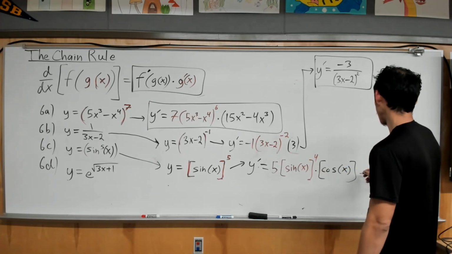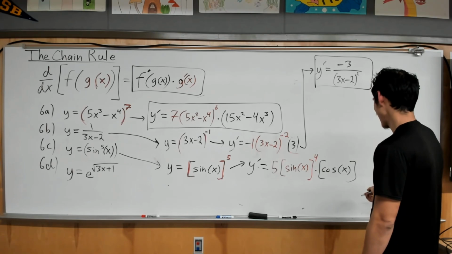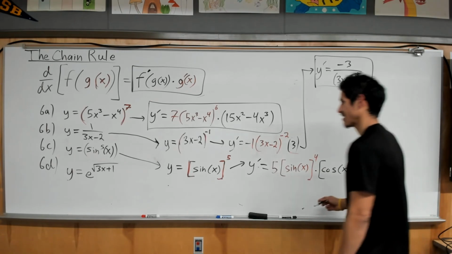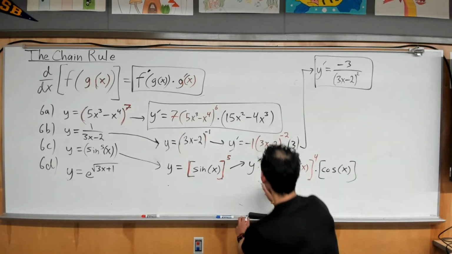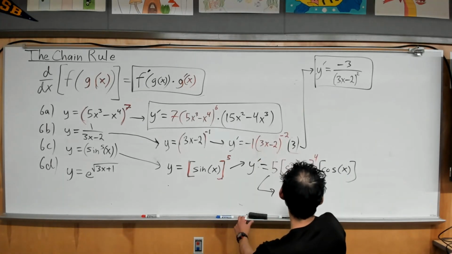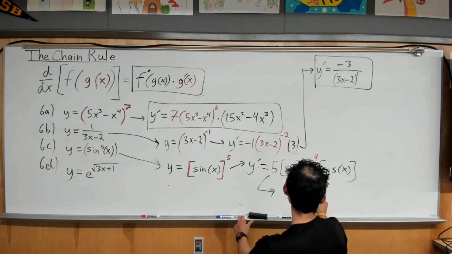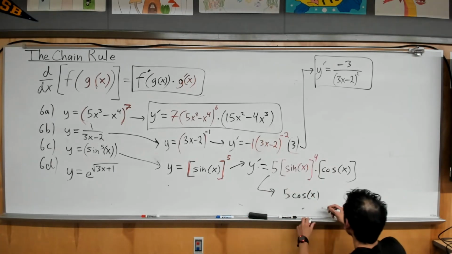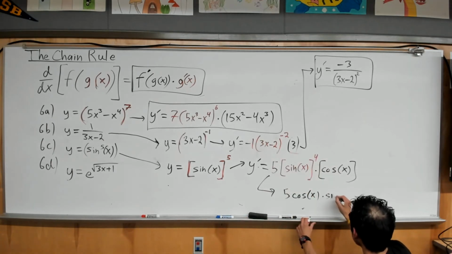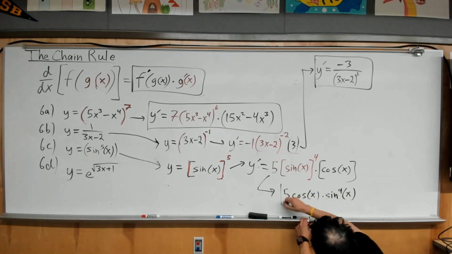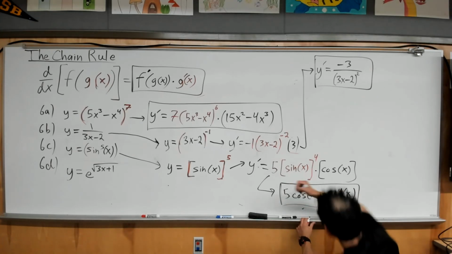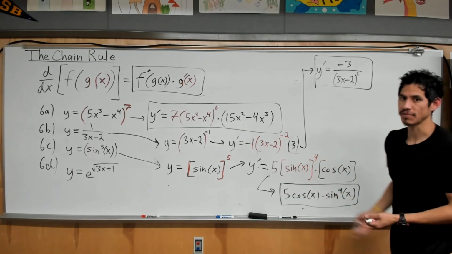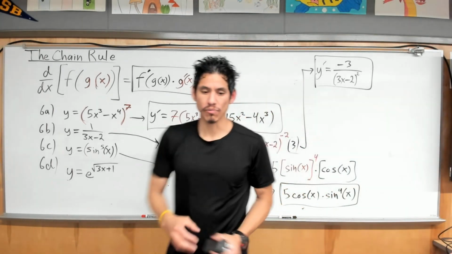So you'll probably see this as 5 cosine of x times the sine of x, and the fourth power will be right there. That's probably how you see a solution in a textbook. So make sure you understand. Same thing. All right, one more.